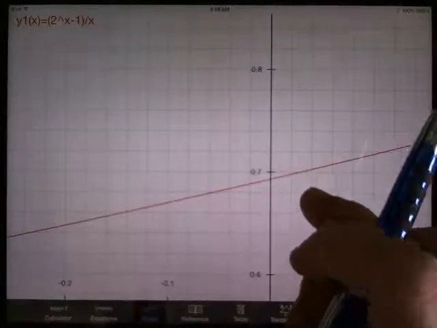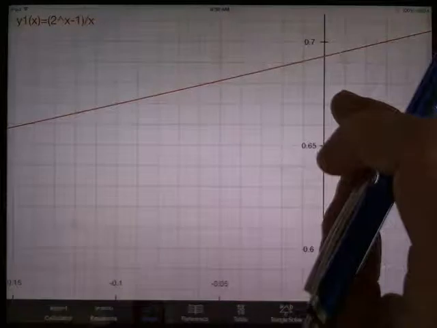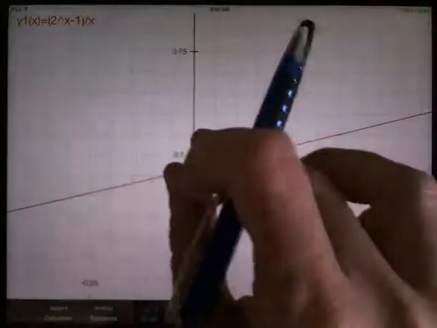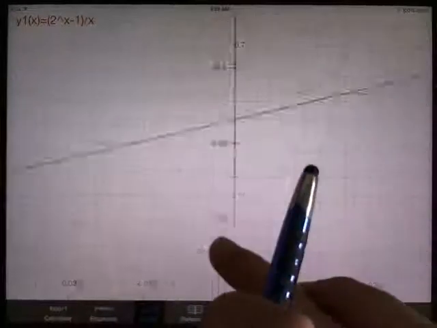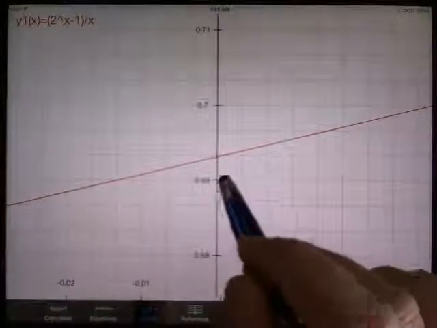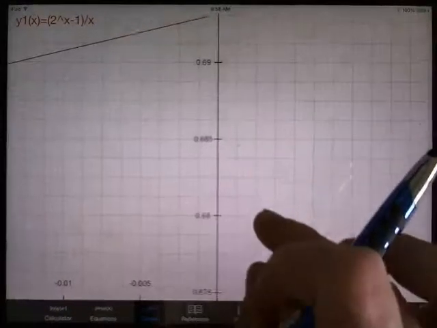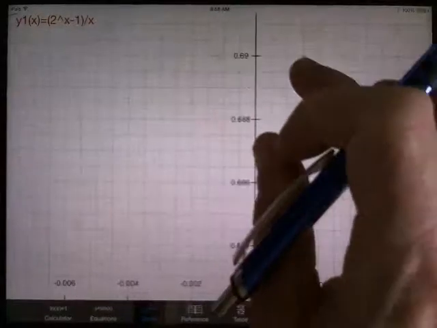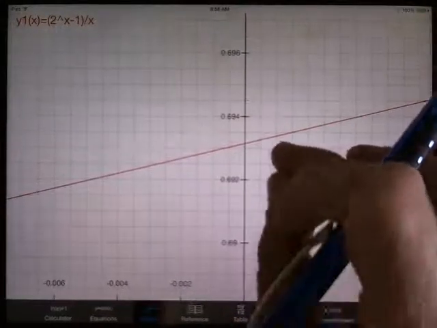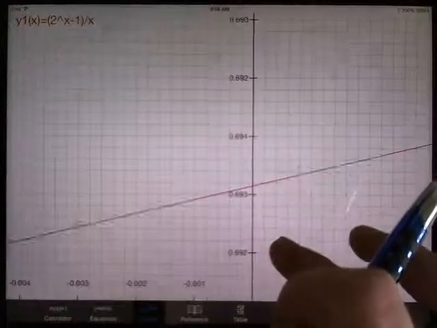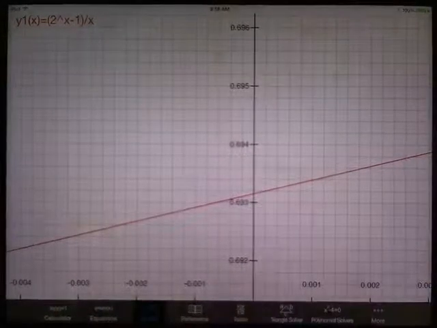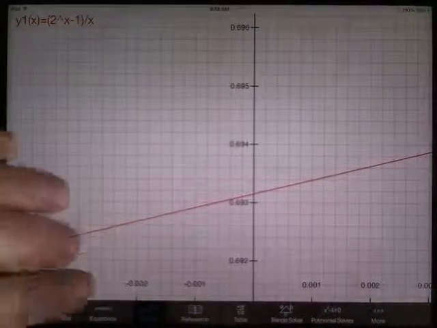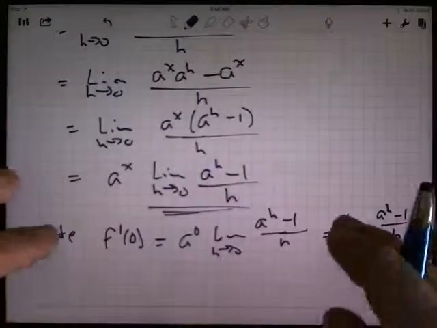I can see it's 1.6, maybe 1.69-ish. How far can I zoom in? Well, I can probably keep going, but yeah, it's 1.69, 1.693. Anyway, 1.693-ish, a little more than that. So the result is there.